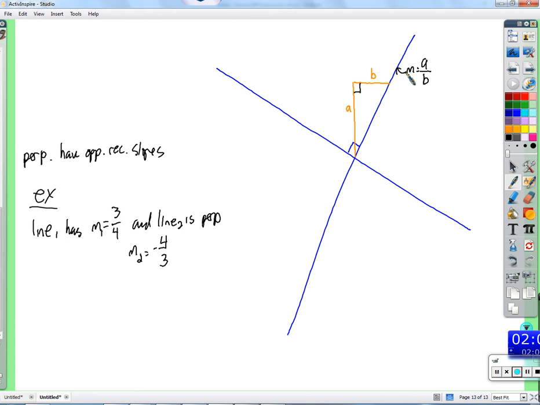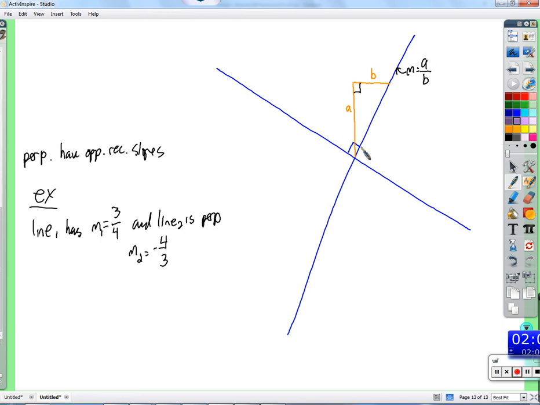But for any perpendicular lines, if one has a positive slope, the other one's gonna have to have a negative slope, right? You agree? Yeah. There's just no other way to do it. If we got a positive slope, we gotta come in the other direction, a negative slope, to get perpendicular. Alright, so now we're gonna try and prove that this guy has the opposite reciprocal slope.